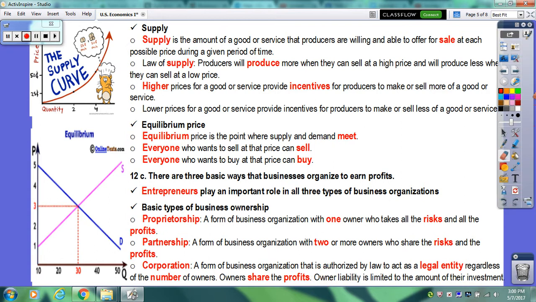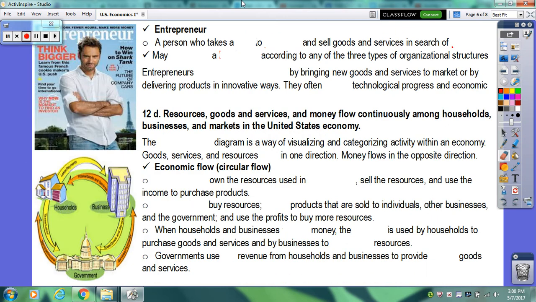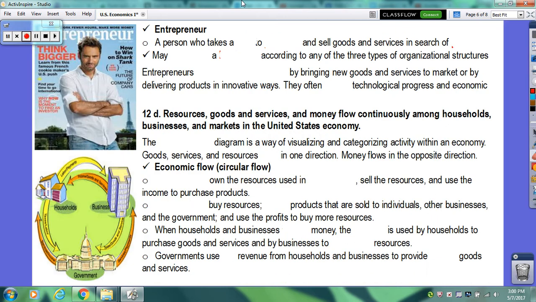Let's go to the next slide. We're almost done. Let's talk a little bit about entrepreneurs. So this is a person who takes a risk to produce and sell goods and services and ensure it's a profit. So these are the people behind the business. They come up with all the big ideas. They make lots of big presentations to people to ask for money to develop their product. So they may establish a business according to any of the 3 types of organizational structures.